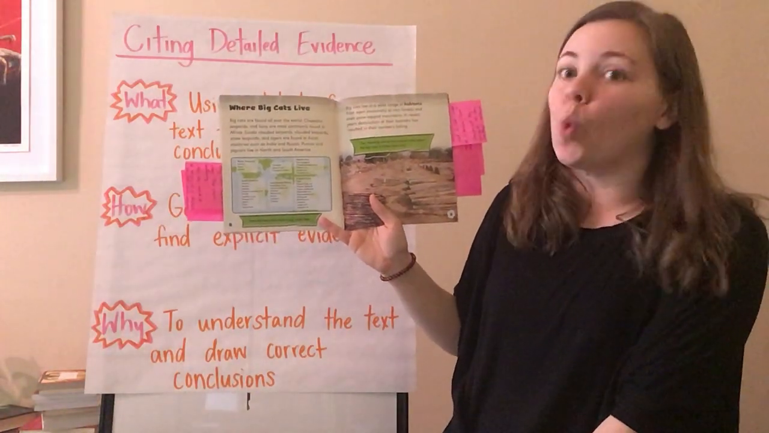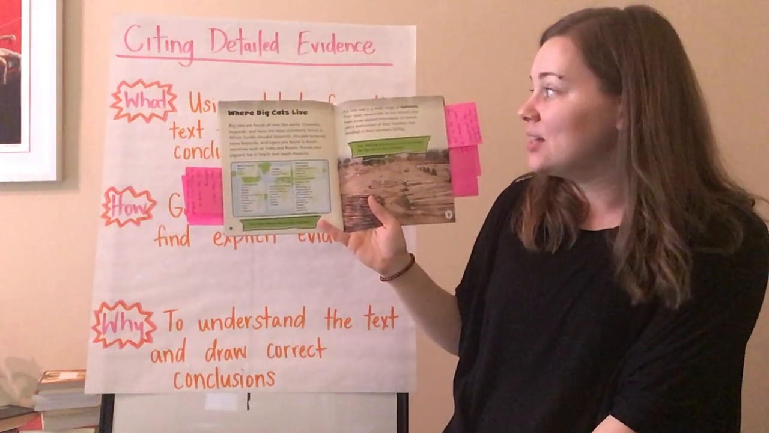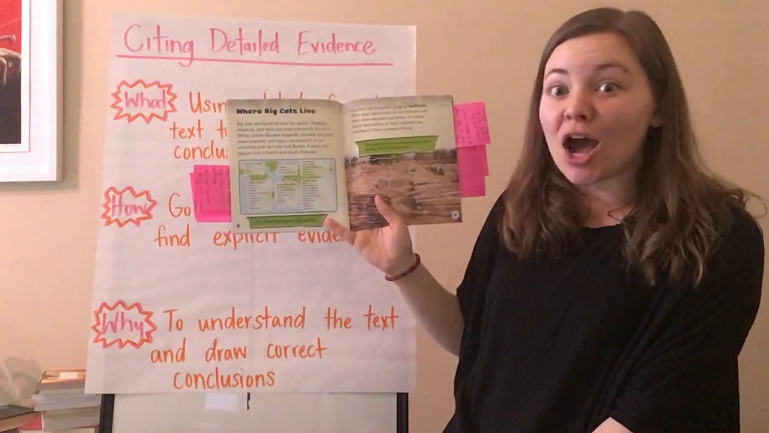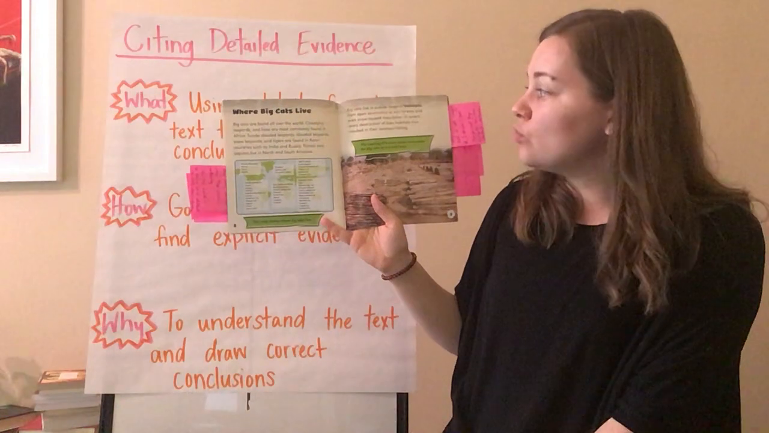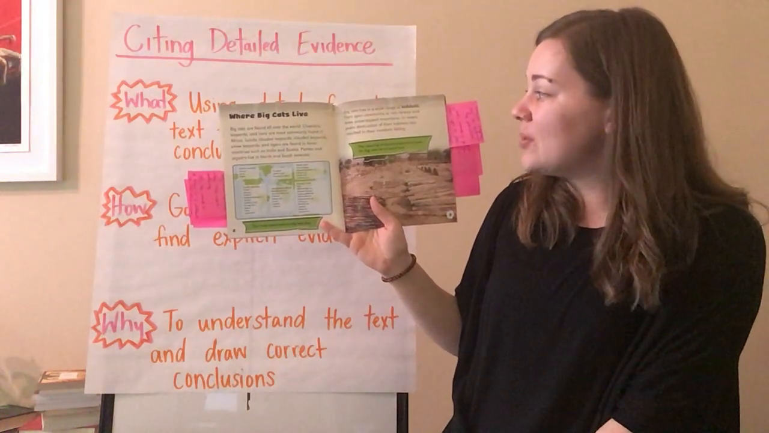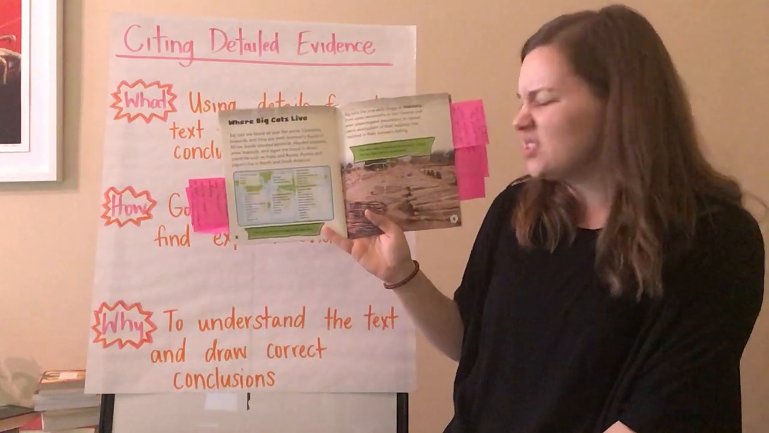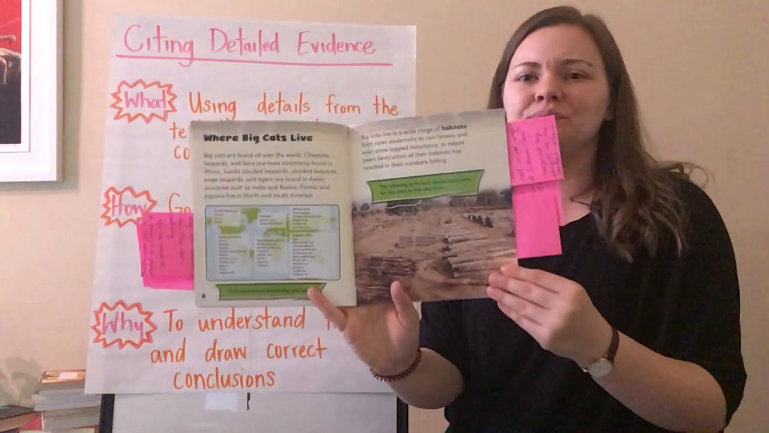Big cats live in a wide range of habitats, from open savannas to rainforests and even snow-topped mountains. In recent years, destruction of their habitats has resulted in their numbers falling. Sounds similar to what we learned about bats.